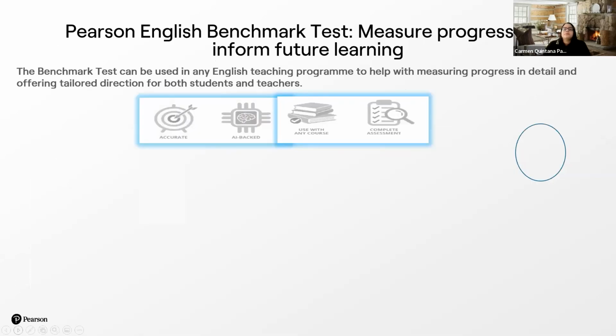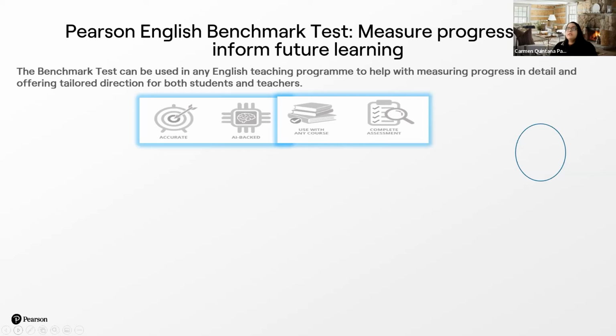Now, you've placed your learners in the right level. How do you track their progress? Again, there are a number of ways that you can do this. And what I'm showing you here is just our proposal as Pearson English to help you with these goals. Ultimately, the choice is yours, and we're just a range of options from which you can choose.